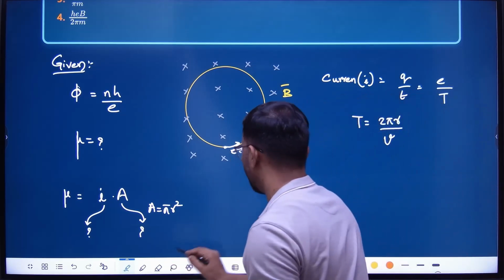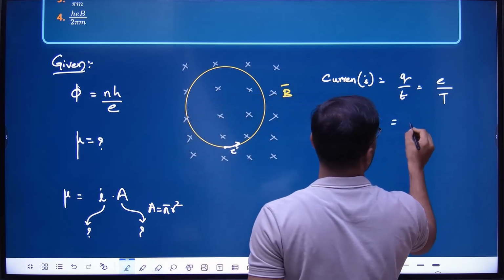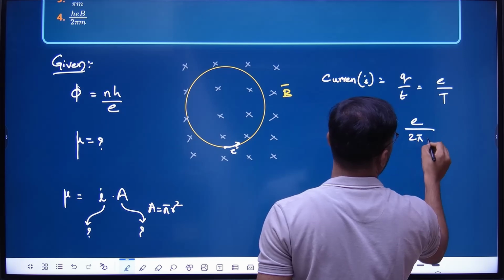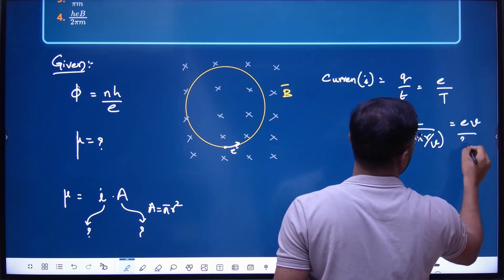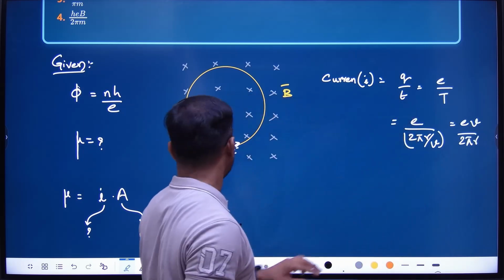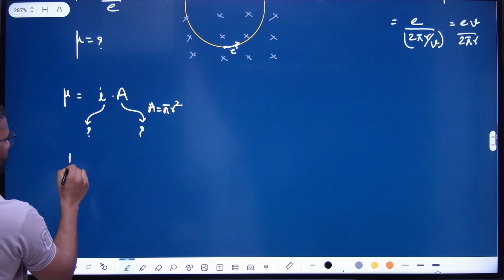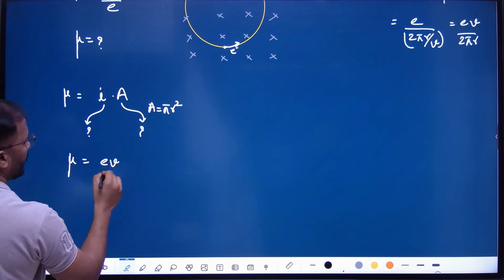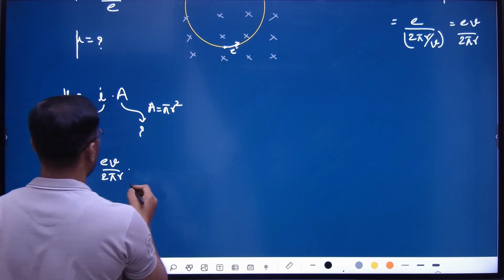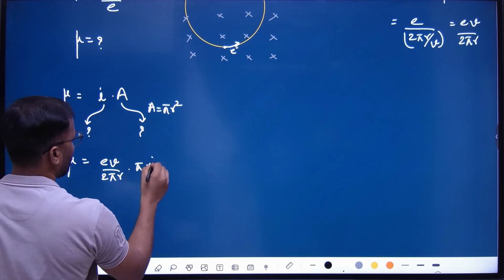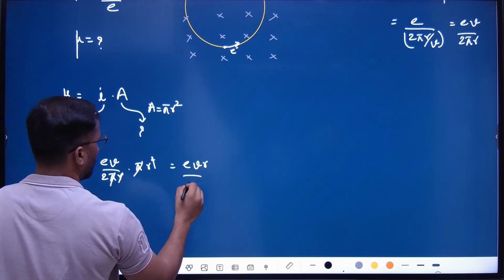Let me directly substitute it over there. Then that is e by 2 pi r by v. So that will be equal to ev by 2 pi r. This is your current. So I have successfully found the current also. Let me substitute that over here, sir. So mu is equal to ev by 2 pi r into pi r square. So pi gets cancelled, r gets cancelled. So it is evr by 2.